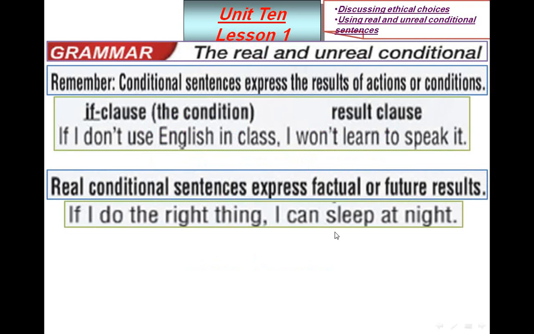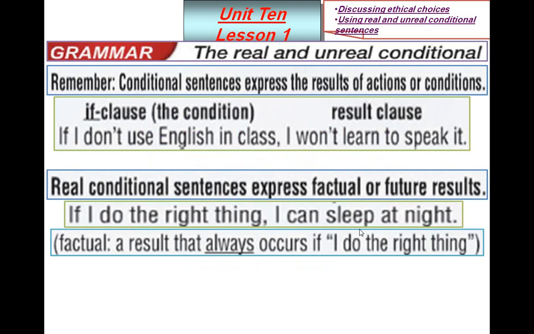If I do the right thing, I can sleep at night. I can also use can or will. That's not the negative form. So if I do the right thing, I'll sleep at night, or I can sleep at night. Both of them are right. So here we have two parts of the real conditional. The first part is called the if clause, the second part is called the result. If the if clause is in the present simple, the result is will plus the base form of the verb, or can plus the base form of the verb, and that's called the real conditional.